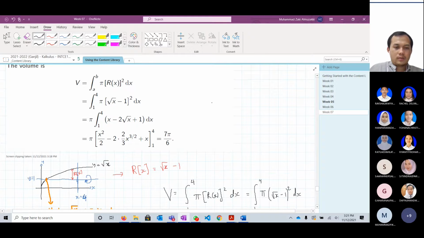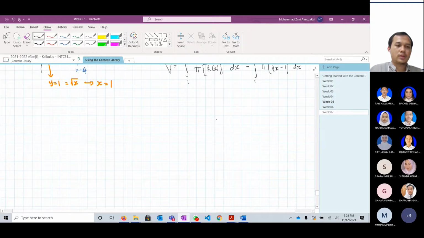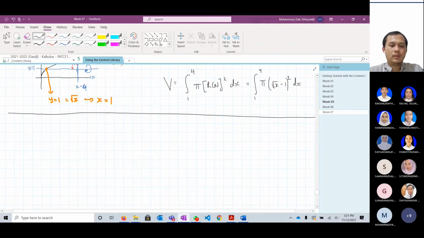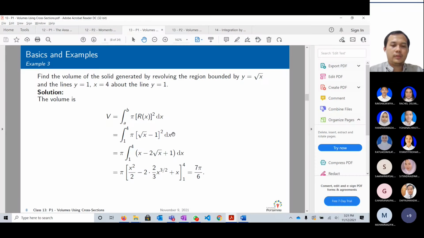And then basically we just need to follow the rest of the process. And we have this, and then basically we find that the volume is 7 pi over 6.